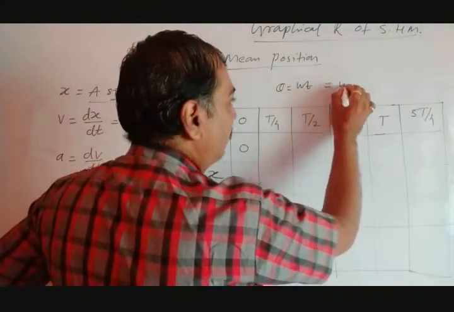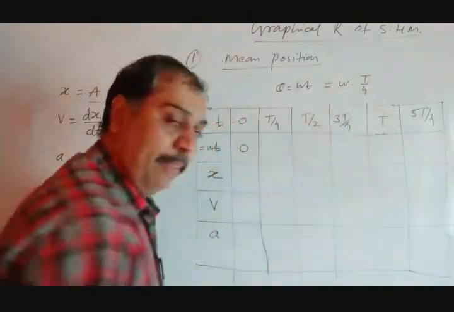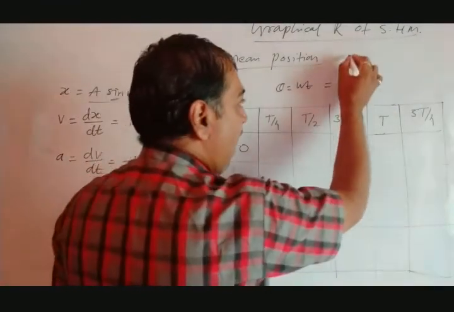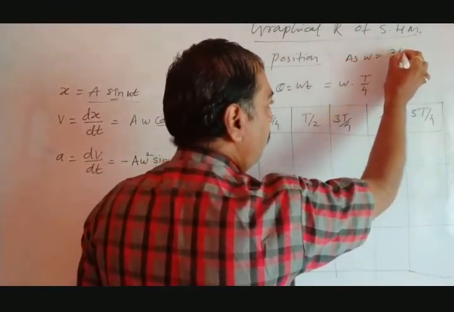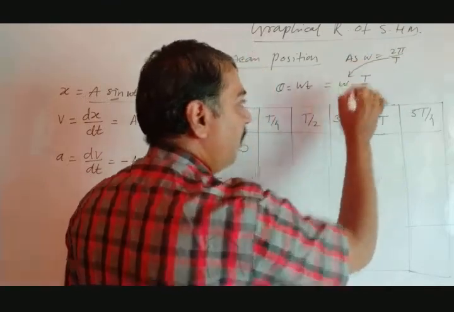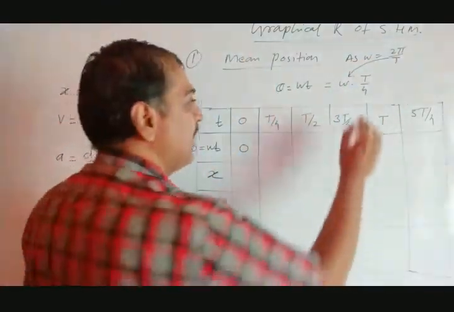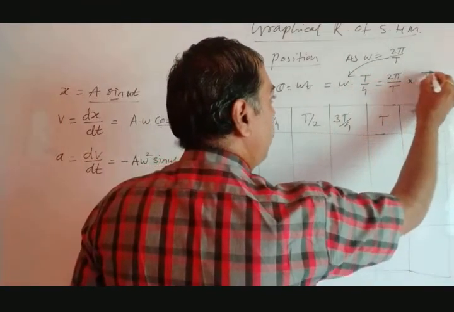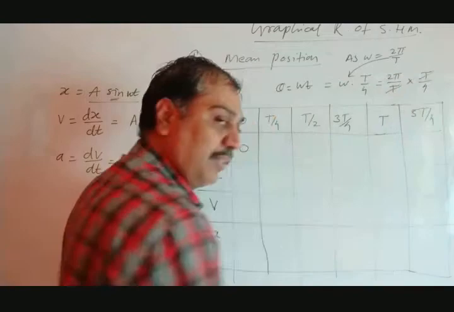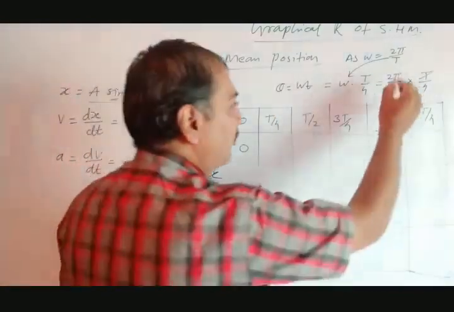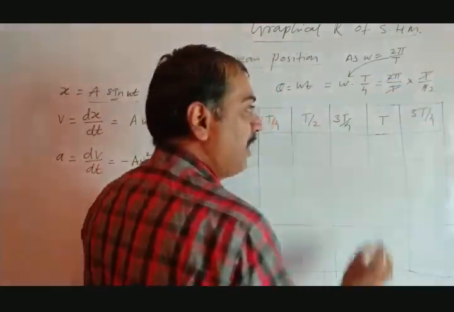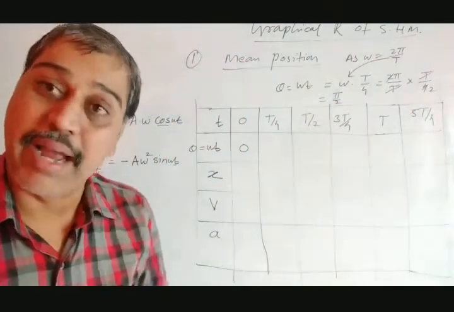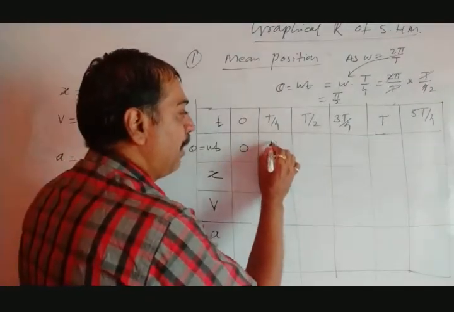You can write this as omega into t by 4. What is omega? Omega is 2 pi by t. So you can write it here as omega equal to 2 pi by t, put this value here, solve the equation. So I can write here like this: 2 pi divided by t into t by 4. This t cancels with this t. This 2 cancels with this 4, it becomes 2. So what is remaining? It becomes pi by 2. So this would be the pi by 2.